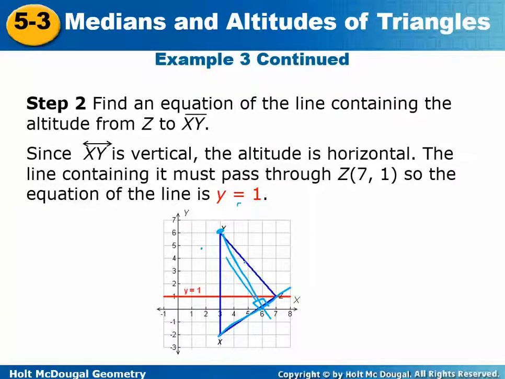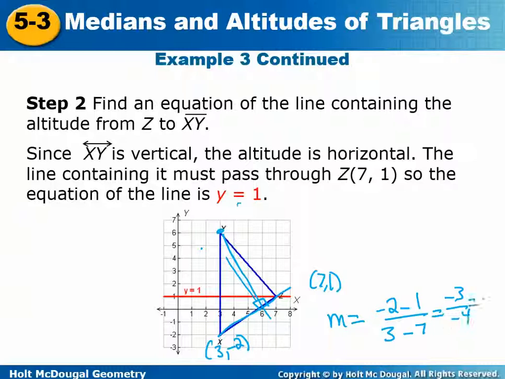So the slope of this line XZ, let's see, this point is (3, -2) and this point was (7, 1). To find the slope, you subtract the y values, and then you subtract the x values. So the slope of this line is -3 over -4, which is 3/4. The slope of the line perpendicular to that, you flip it upside down and take the opposite sign, so it'll be -4/3. That's m of this line here.